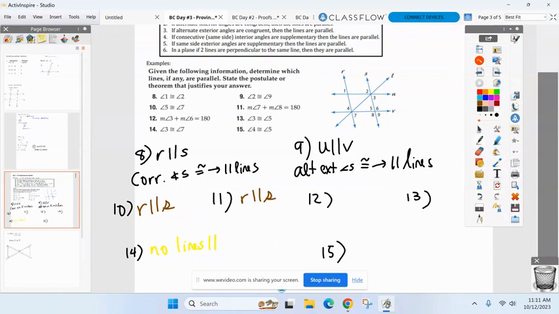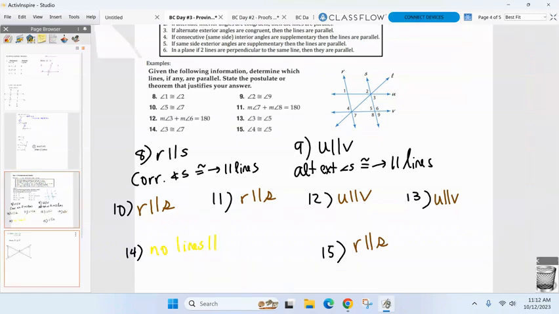12, same thing. If 3 and 6 are supplementary, that's perfect. That makes U and V parallel because they're same side interior. 13, 3 and 5, those are alternate interior, so that would make U and V parallel. And then finally 15, 4 and 5 are corresponding, R and S parallel. So the only non-parallel lines were number 14. Questions, comments, concerns? Ready to try this out in the proof?